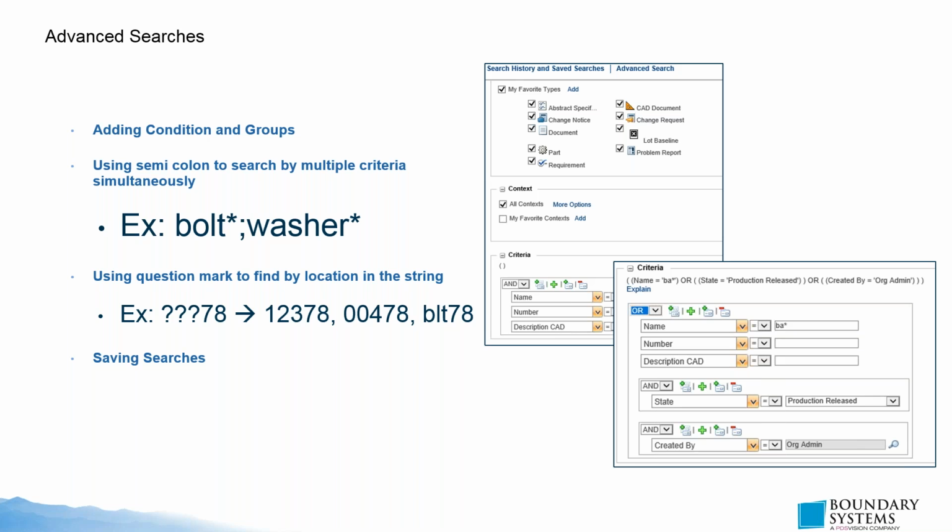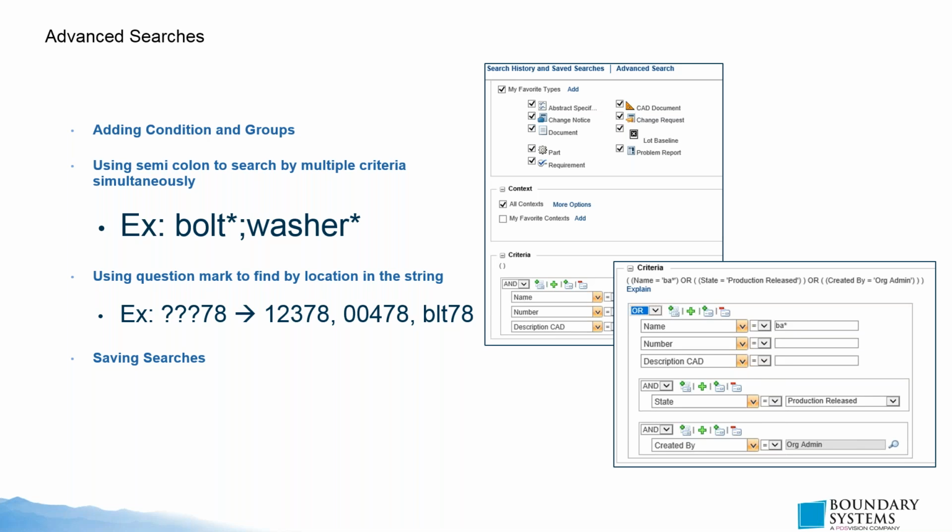And the system at this point will go find all objects that start with a bolt, whatever, and start with a washer, whatever. So this is a quick way of, instead of having to do two searches, you could do one. Additionally, you could use the placeholder, and the syntax for that is a question mark.